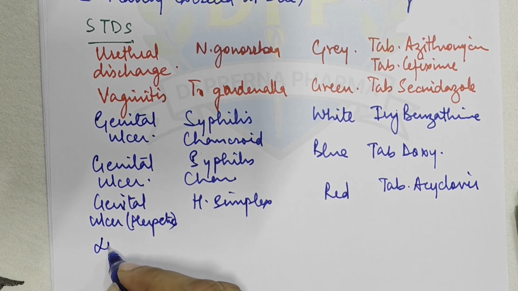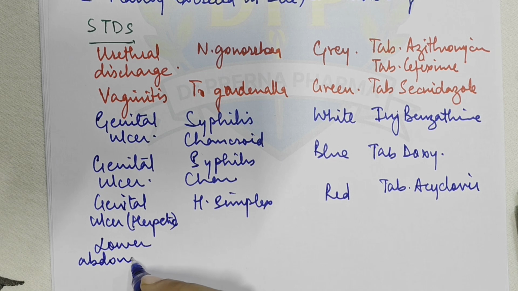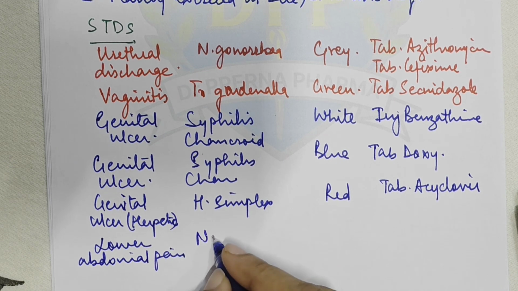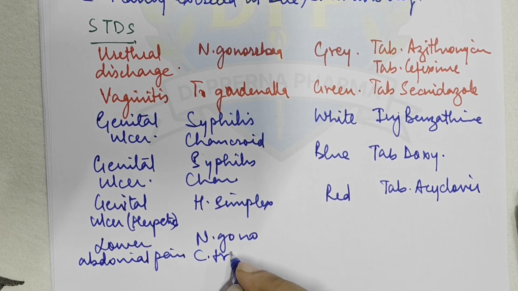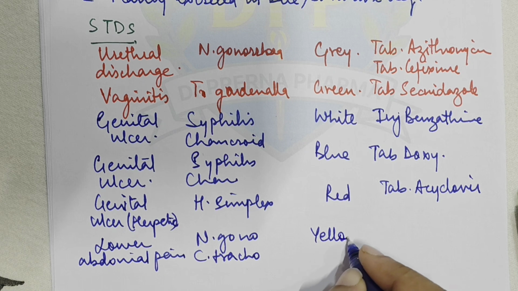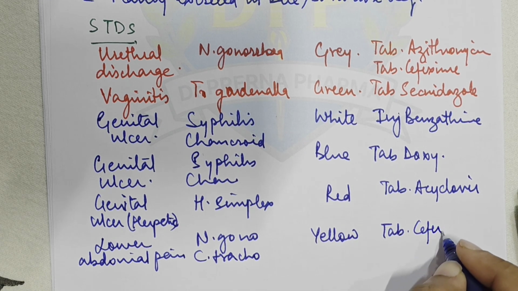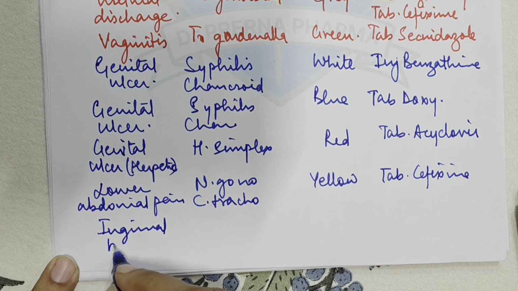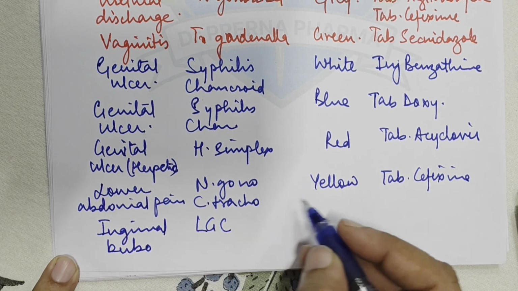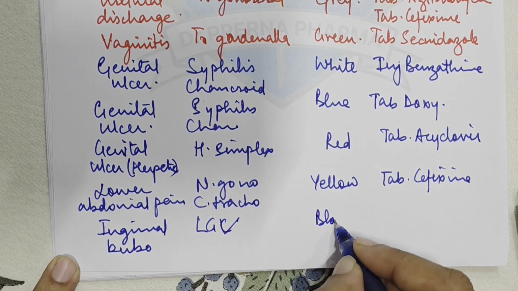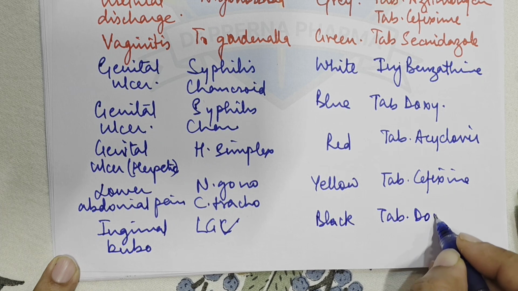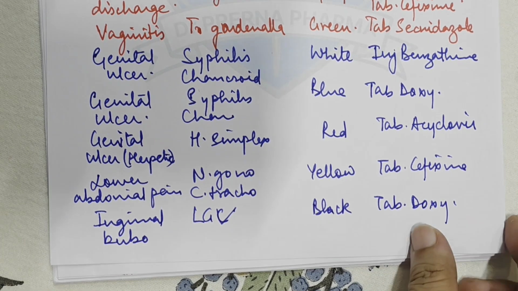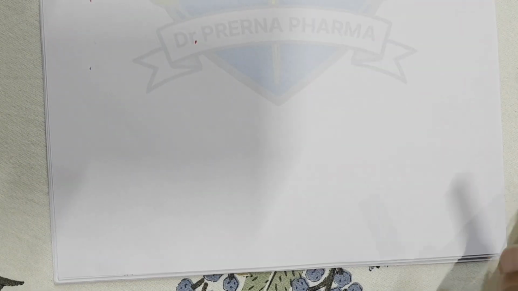Okay. Then we have lower abdominal pain. The organisms are Neisseria gonorrhoeae and Chlamydia trachomatis. The discharge is yellow, and the tablet is cefixime, right? Then inguinal bubo, caused by lymphogranuloma venereum. The discharge is black, and the drug given is tablet doxycycline. So this was about tetracyclines and doxycycline.